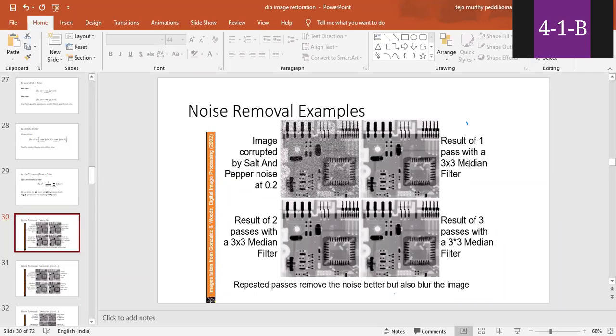So the result of passing through a 3x3 median filter. So different median filters with different values.